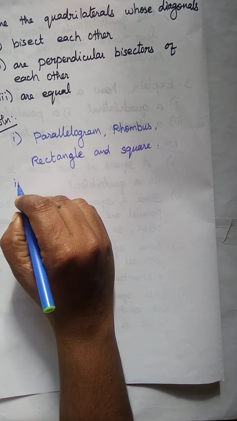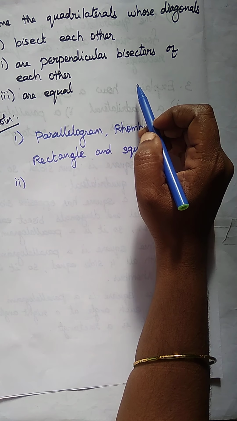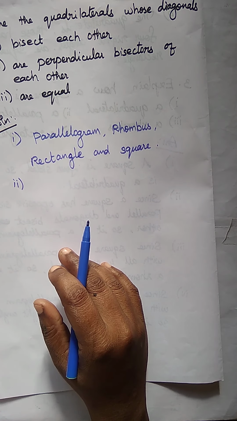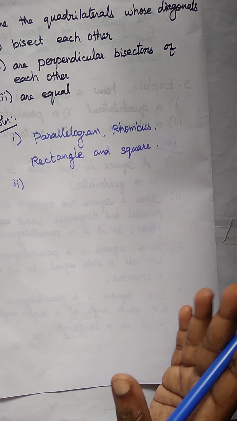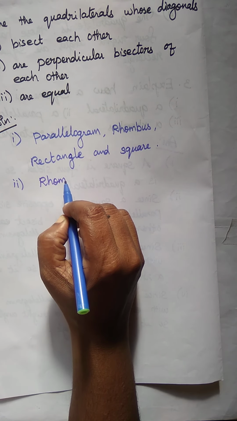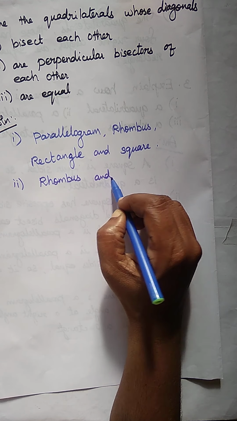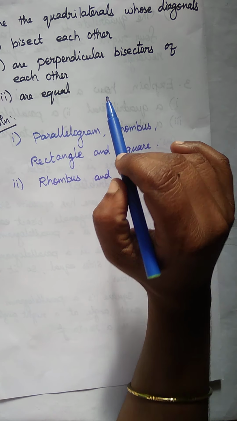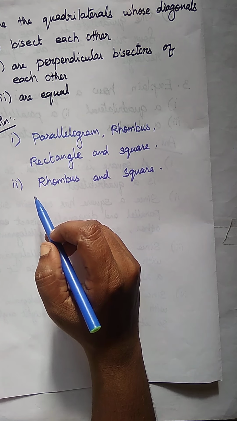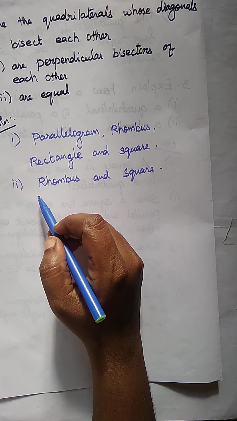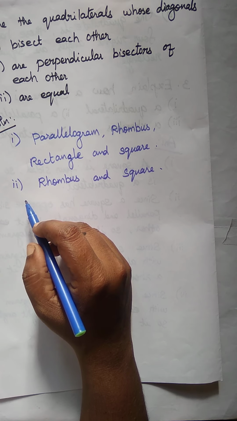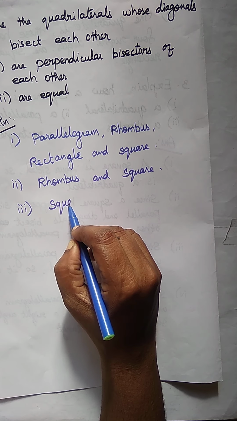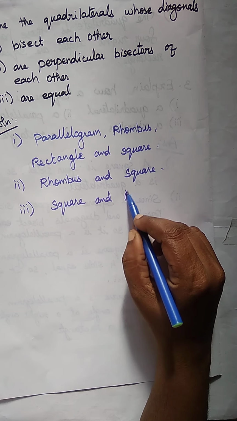Okay, in the second one, perpendicular bisector of each other அப்படின்றது rhombus and square ல வரும். ஏன்னா that only having all the sides equal. So rhombus and square. இதில் தான் perpendicular bisector of each other அதில் 90 degree angle வரும். Okay, then third question is are equal. Diagonals are equal. எதுனா square and rectangle. So in the square and rectangle only diagonals are equal. Okay.